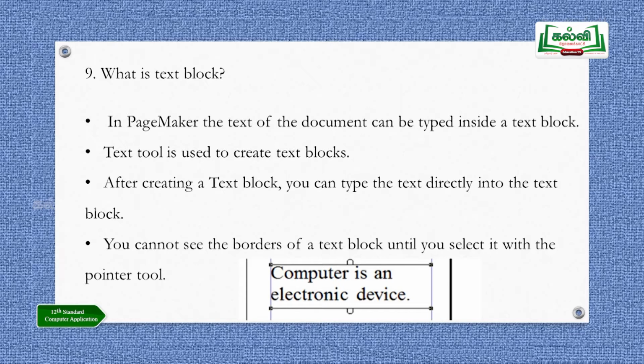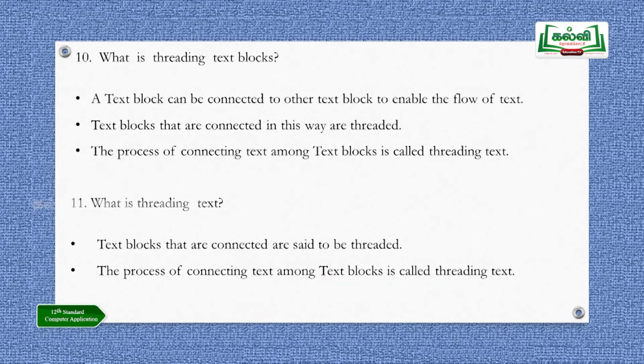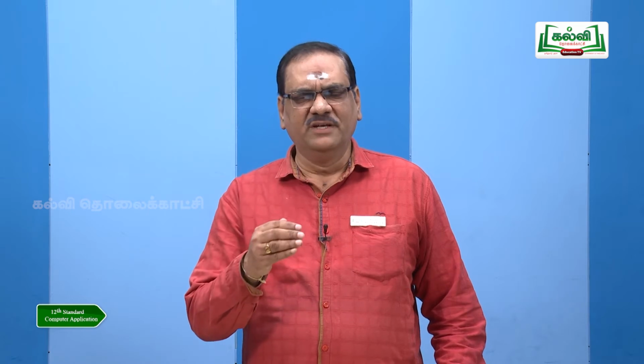Now you can move on to the next question. What is threading text blocks? It's a very good thing. If you see any newspaper, all the important news will be given as certain paragraphs on the main page, and the deep explanation will be given on some other pages, with a continuation note. You please see page 3, 4th para. Continuation, you see page 2, 3rd para, like that. They will give only the gist on the first page, that is the opening page.